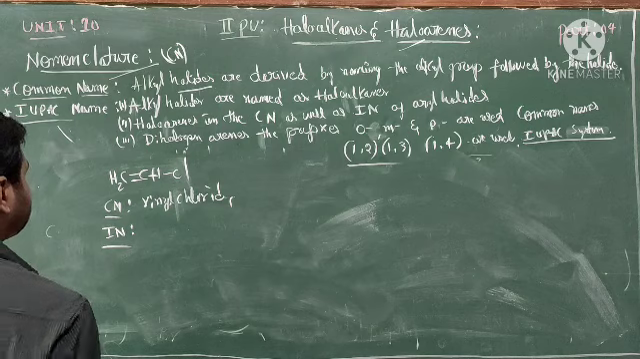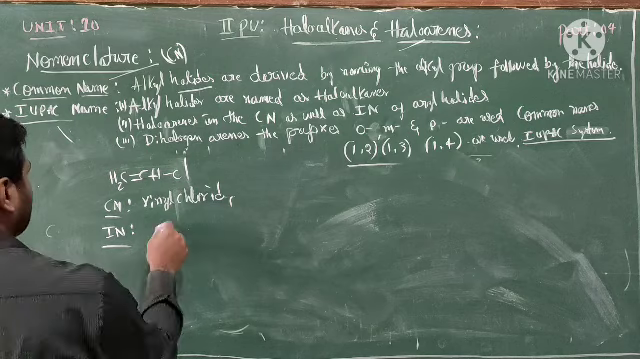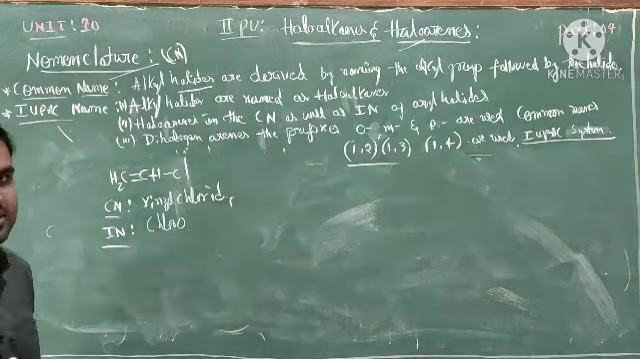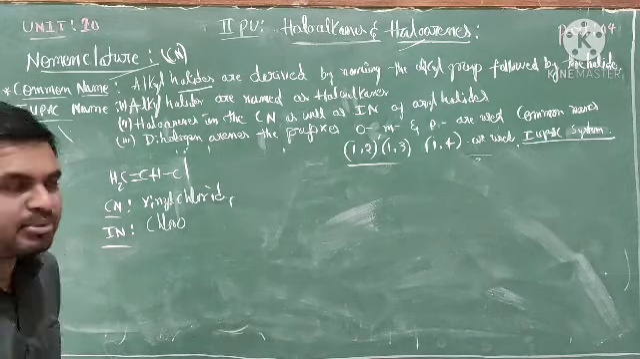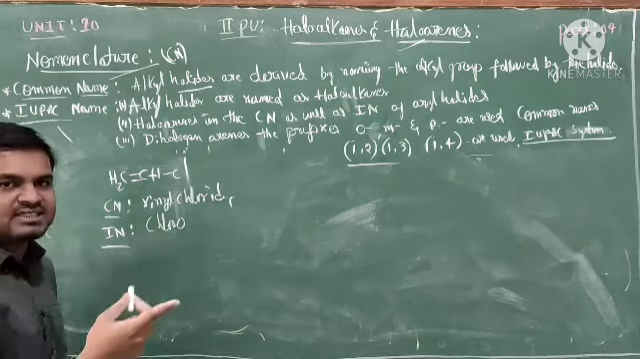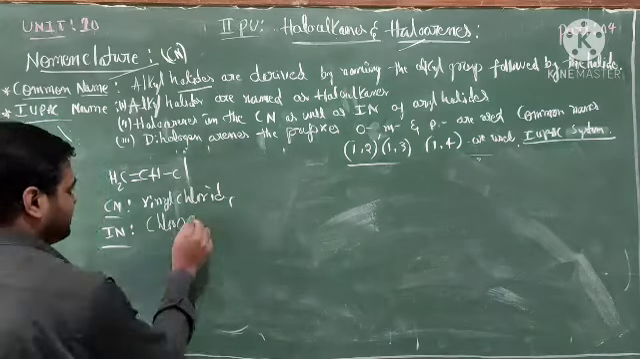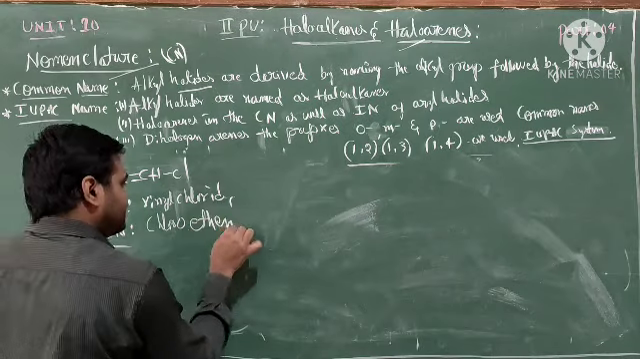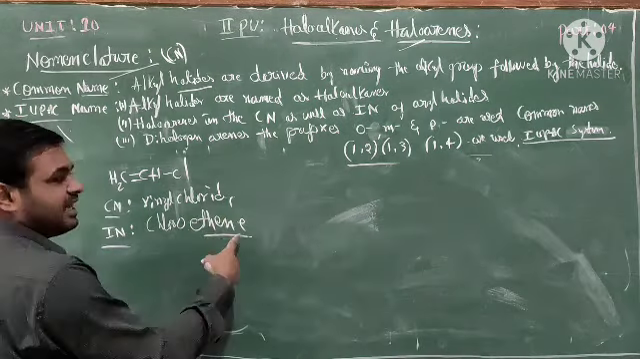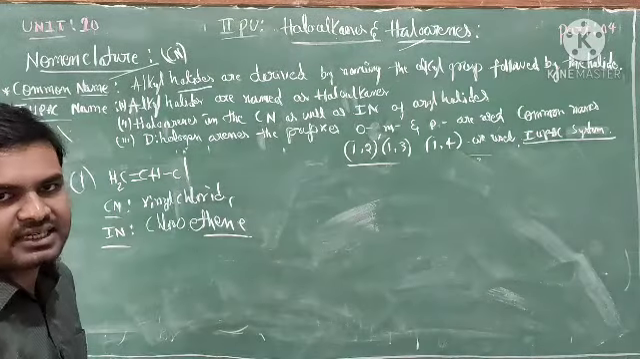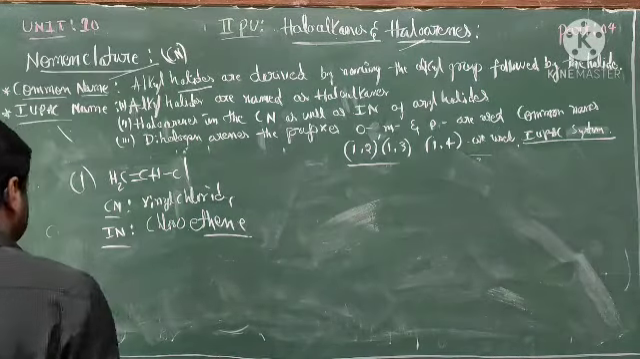IUPAC name is chloroethene. Two carbon atoms are present, which would be ethane, but a double bond is present. This is the alkene group, so it is ethene. Ethene, ENE, not ANE. Okay. So this is one example of vinyl chloride, vinylic halides.